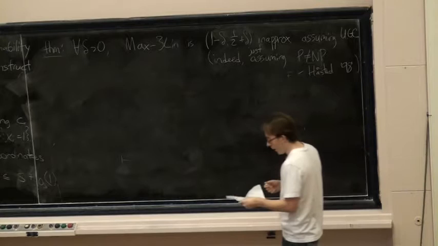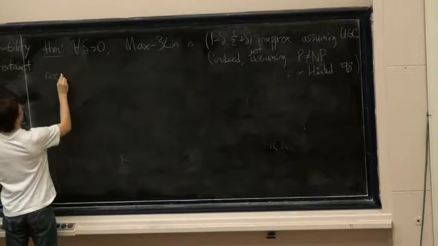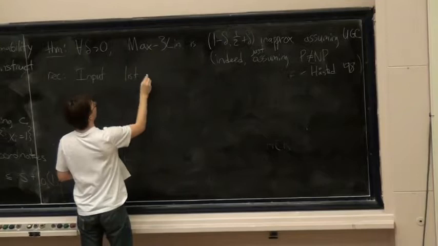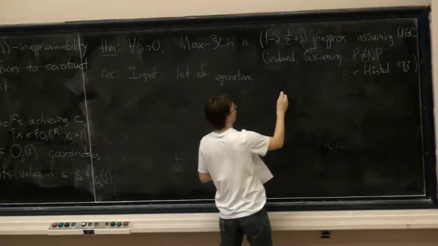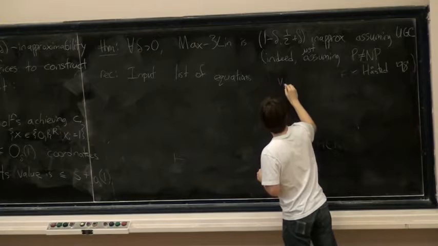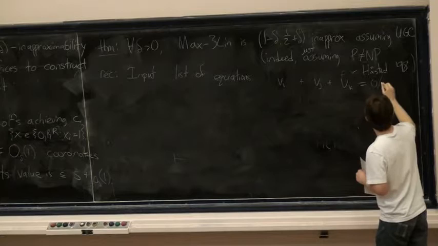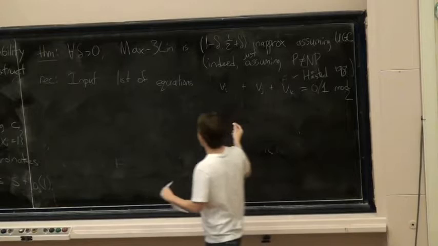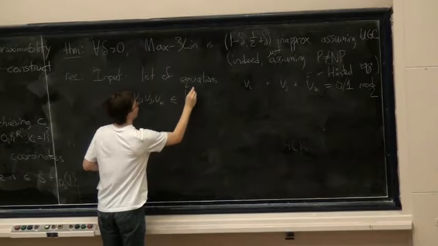Okay. So let me recall what Max-3-Lin is. I defined it in the first talk, but we'll see it again. So the input is a list of equations, each one looks like v_i plus v_j plus v_k equals either 0 or 1 mod 2. So these are equations over Z_2, the abelian group of size 2, and these v_i's are the variables. So v_i, v_j, and v_k are variables in some variable set V, which is implicit to the problem.